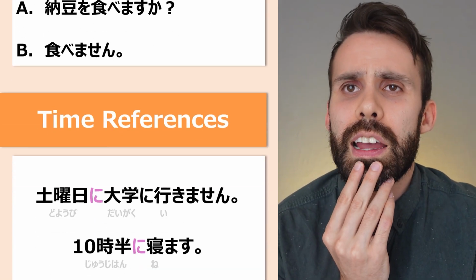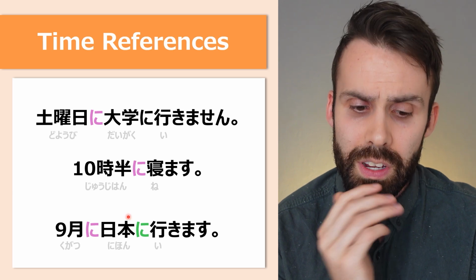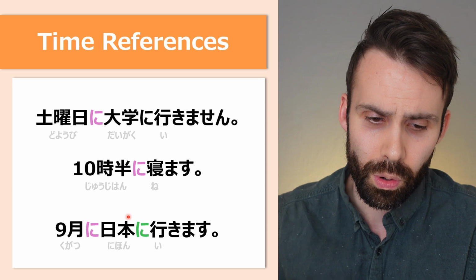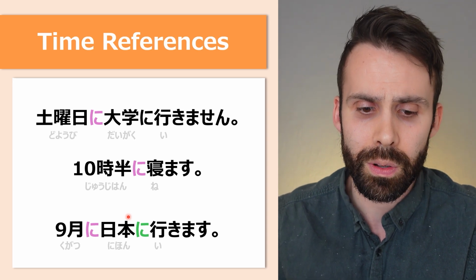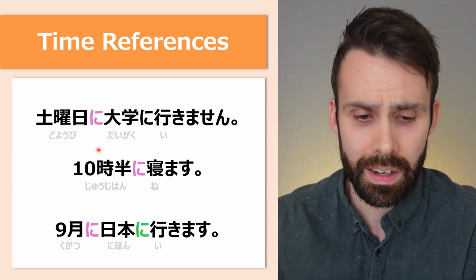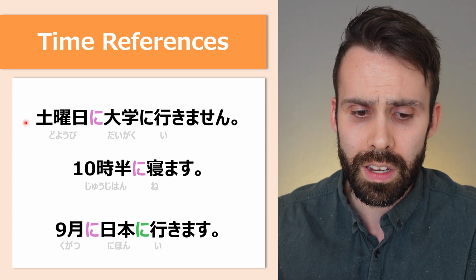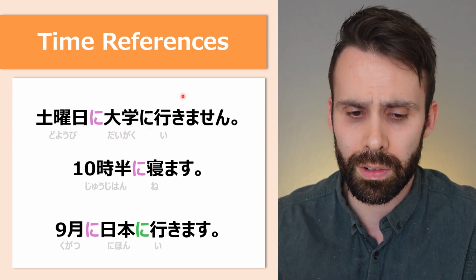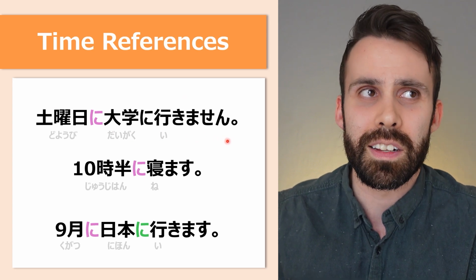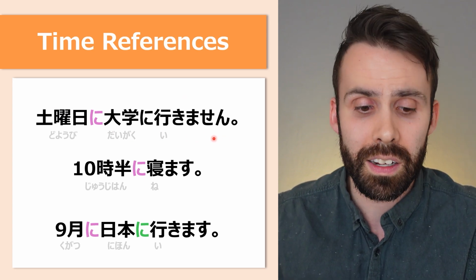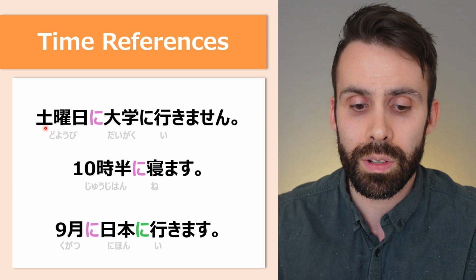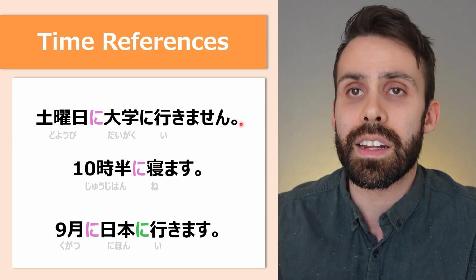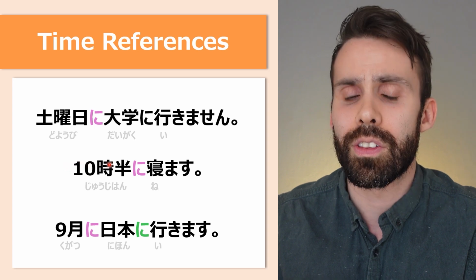So moving on to time references. We use ni, like we mentioned before, to mark the time. So, 土曜日に大学に行きません. So on Saturday, to the university, don't go. So I don't go to the university on Saturday, or whoever this sentence is referencing. So I could say, 田中さんは土曜日に大学に行きません。10時半に寝ます. So I go to bed at 10:30.